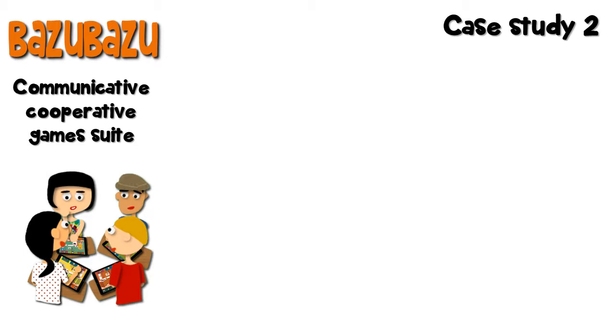Let's go to case study number 2. This is Buzzu Buzzu. Buzzu Buzzu is a communicative cooperative games suite. These are tablet-based games in which you play face-to-face with your partners in a classroom. Essentially, it's an infogap activity. Each player has information specific to their scene in their game, and they accomplish the goals of the games by exchanging information with their partners, and they talk over the game instead of through the game.